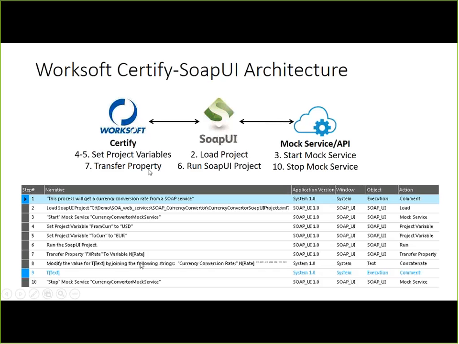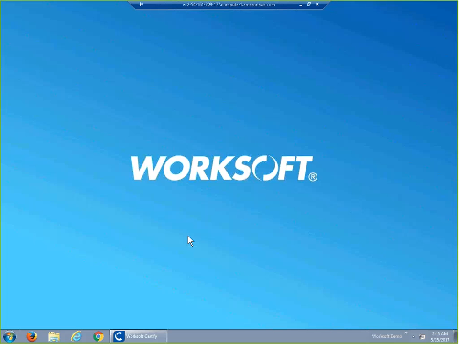And then finally, we'll write that out as a text message, currency conversion rate with the number amount multiplier. And then after that, we'll stop the mock service, which will basically unload all the appropriate artifacts that are necessary. So that describes the overall architecture. Let me go in and show you what this looks like in the demo environment.